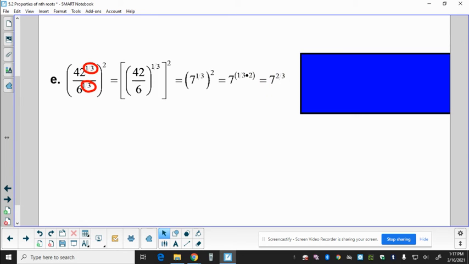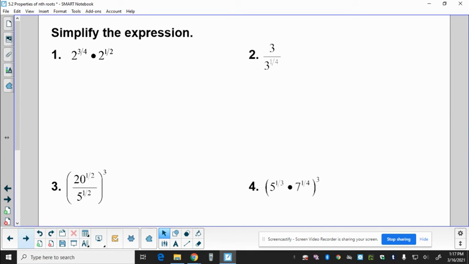And you will get more comfortable with these exponent rules the more that you use them. All right, let's go ahead and apply this and see if we can figure these out. Okay, I want everybody to go ahead and start working on these, and let's check your answers.